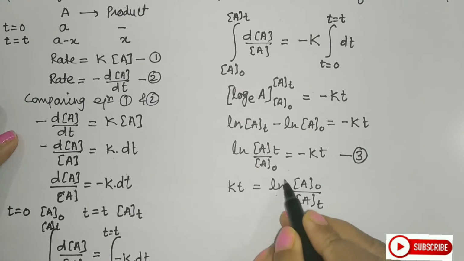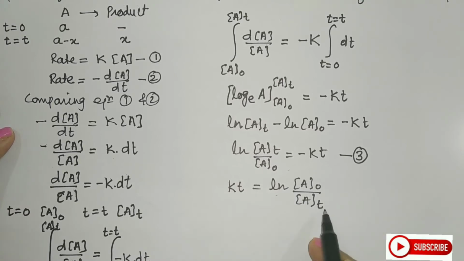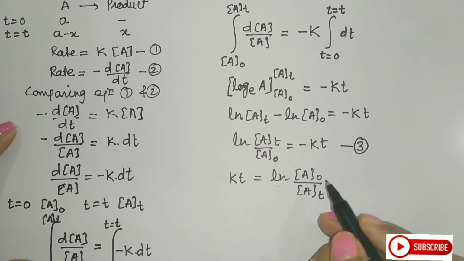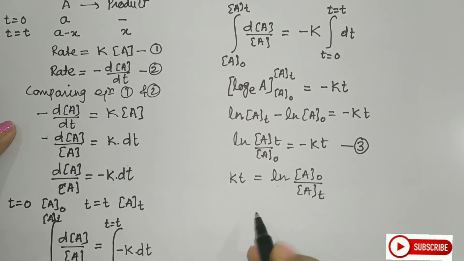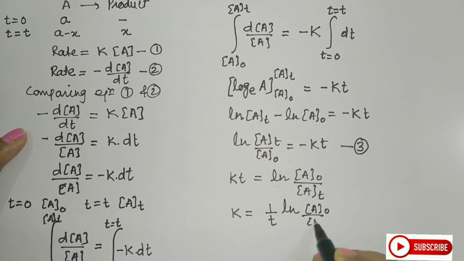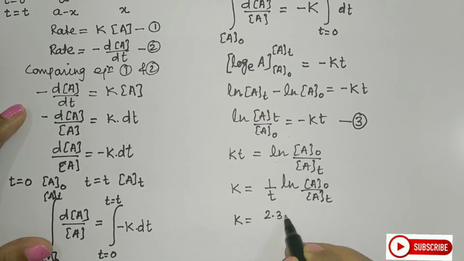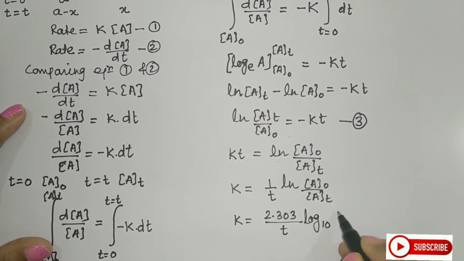Now students, this is ln, means log to the base e. We need log to the base 10 for the derivation, and therefore I'll multiply the equation throughout by a constant, that is 2.303. So before that I will bring this t to this side. So it will be k is equal to 1 upon t ln A0 by At. Now k is equal to 2.303 upon t, now it will become log to the base 10 A0 upon At.